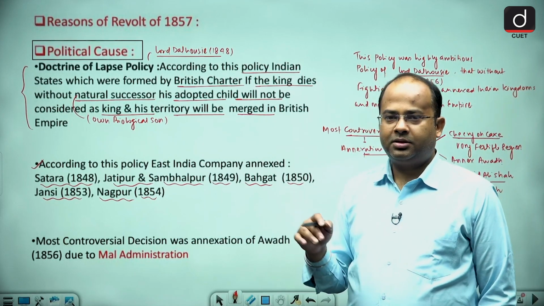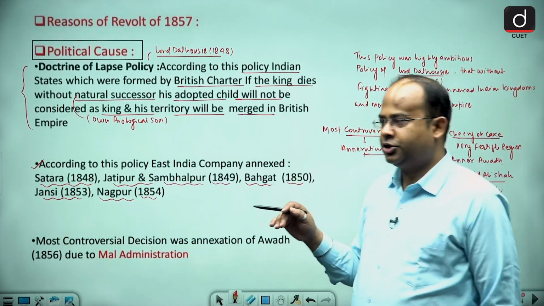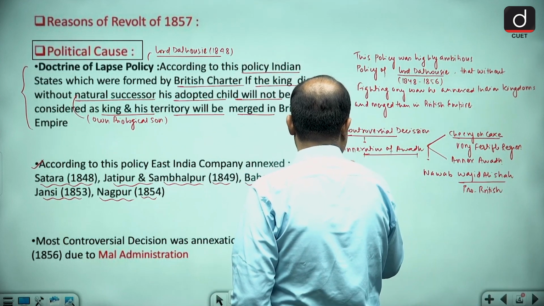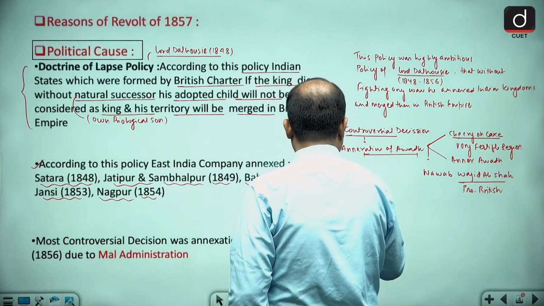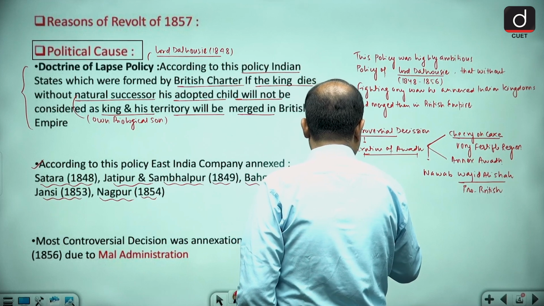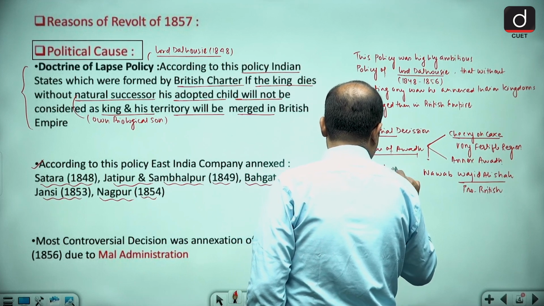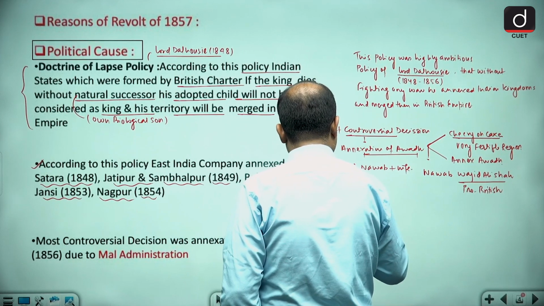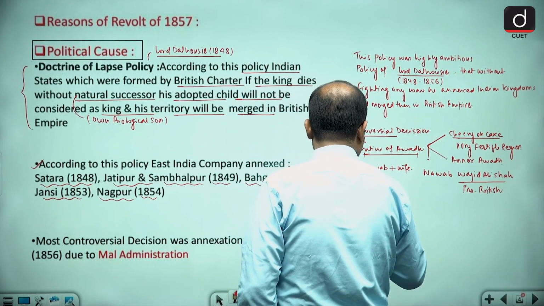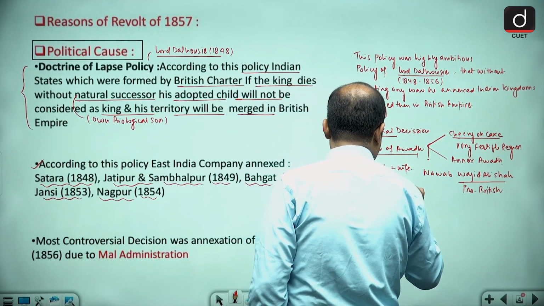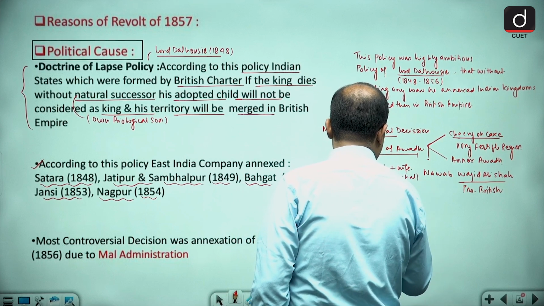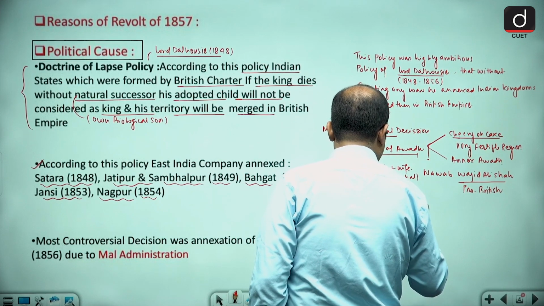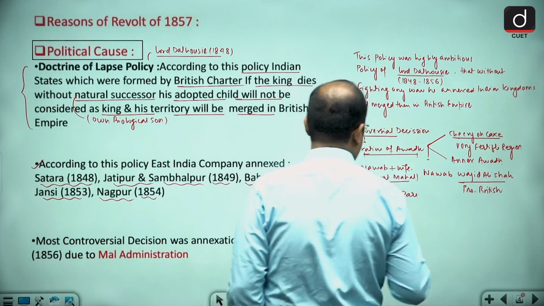Now, the child of Wajid Ali Shah and his wife, that was Begum Hazrat Mahal. Hazrat Mahal was also known as Mehak Pari.